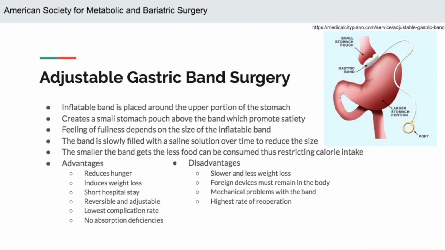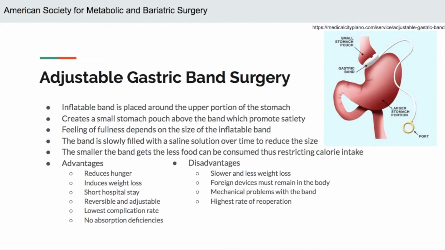So the band can be filled with a saline solution through a port that is placed under the skin. So the more saline solution in the band, the smaller the diameter, which limits the amount of food that can pass through during the digestion process. And increasing the band occurs slowly over time with what they call repeated fills. So eating just a small amount promotes a feeling of fullness, which lasts longer with a smaller diameter band, thus restricting food intake.